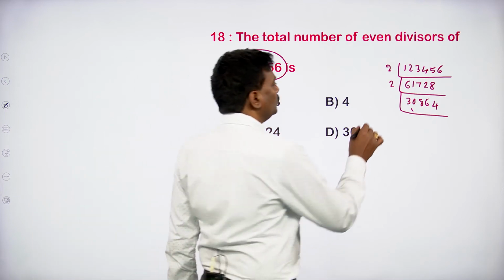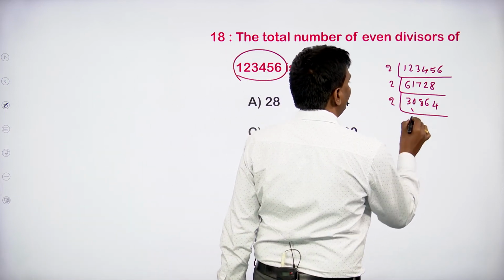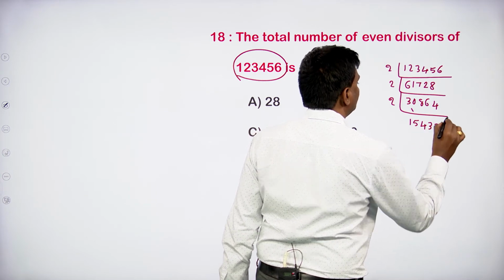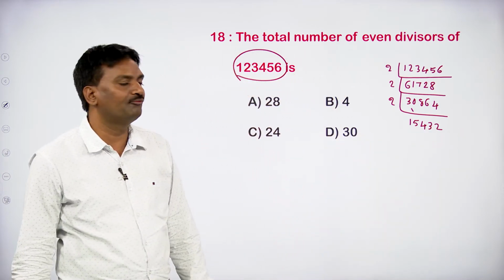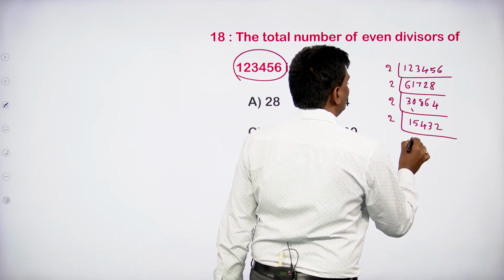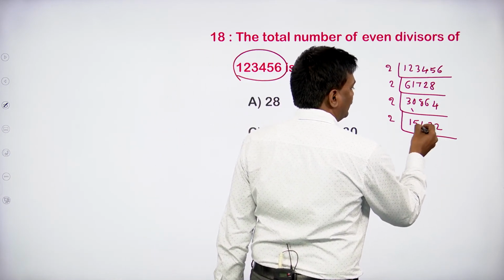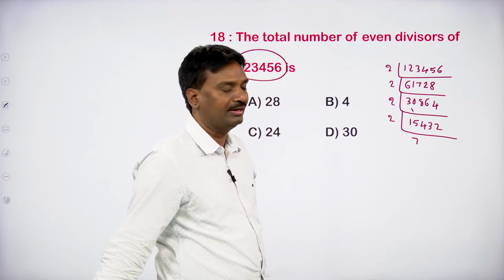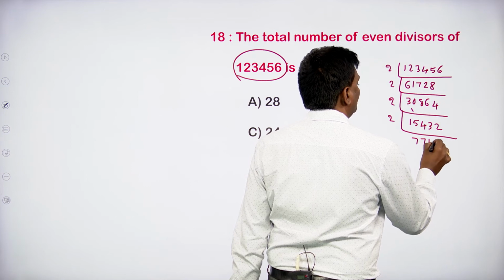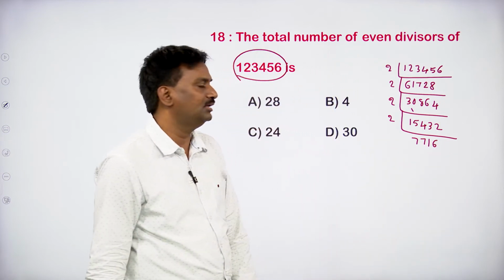Again 30864 is an even number. Again by taking 2, 2 1s are 2, 2 5s are 10, 2 4s are 8, 2 3s are 6, 2 2s are 4, we get 15,432. Again by taking 2, 2 7s are 14, 15 minus 14 is 1, again 14, 2 7s are 14, 2 1s are 2, 2 6s are 12, we get 7,716.